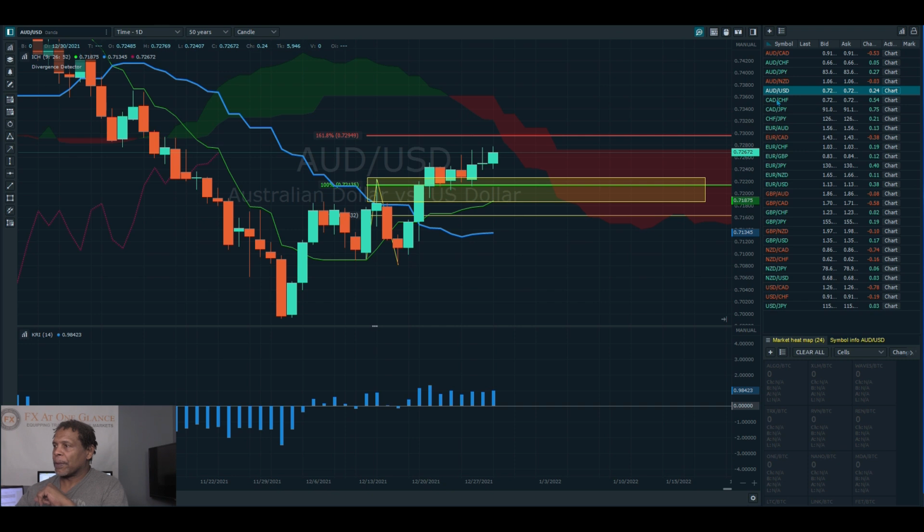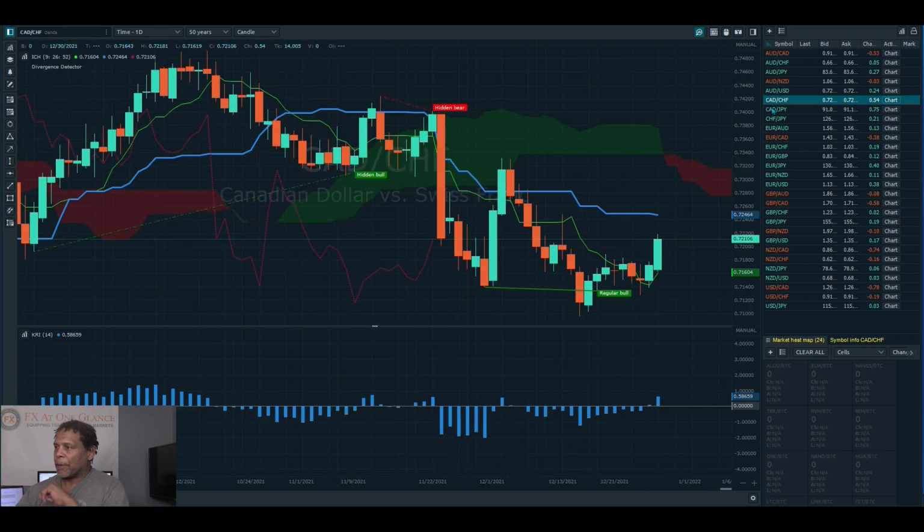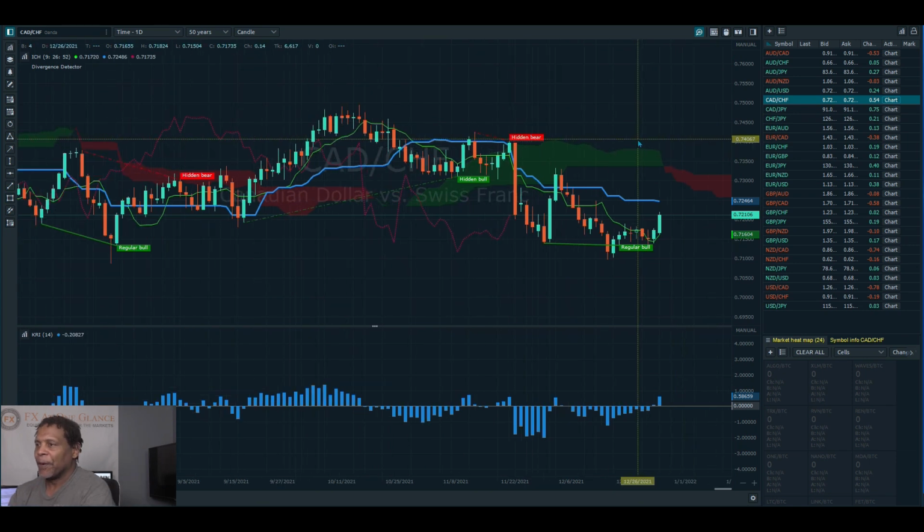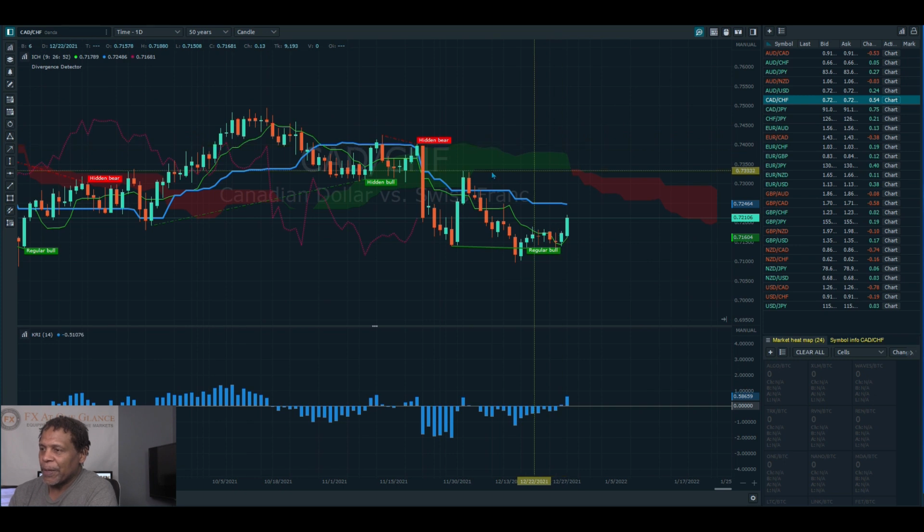Let's move on. CAD Swiss franc. I'm going to show all these pairs to you, so we got to get moving. We're a little slow here. But the market was bearish here. You could see breaking bear structure, not breaking bull structure.